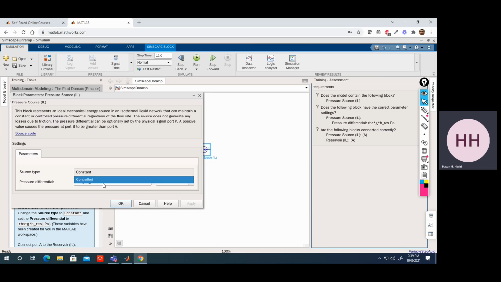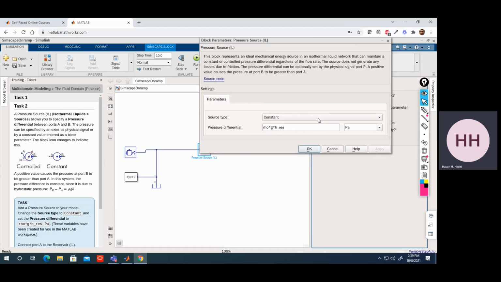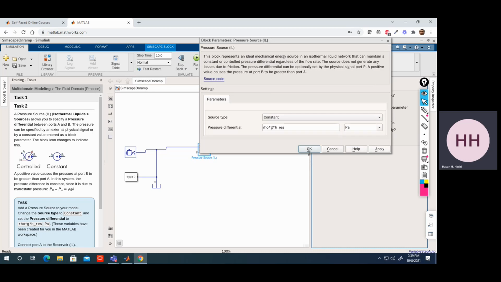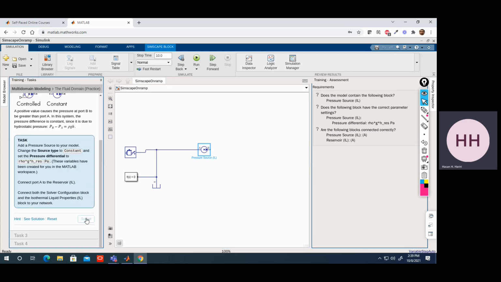If we say it's controlled, and I apply, look, it will look like this one, controlled. But we changed the source type to constant, remember? So now it disappears and becomes like this. This simply is a task here, nothing more, just asking about this, as simple as that.